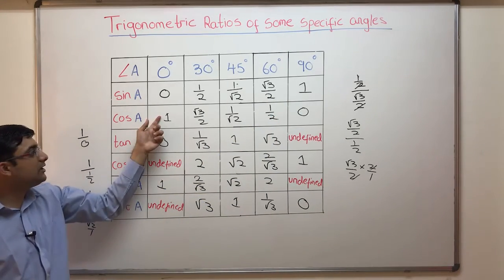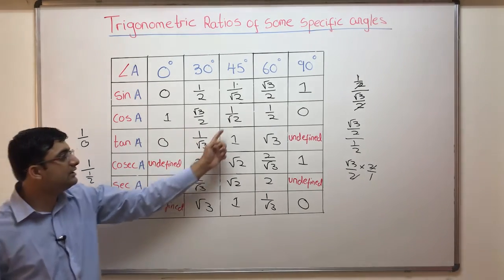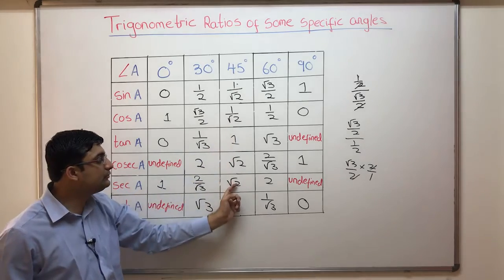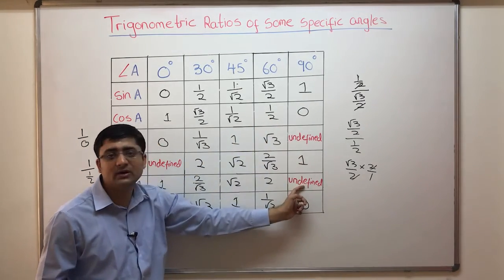Similarly, what is sec? Reciprocal of cos, so 1 by 1, 1. Reciprocal of root 3 by 2, 2 by root 3. Reciprocal of 1 by root 2, root 2. Reciprocal of half, 2. Reciprocal of 0, 1 divided by 0, undefined.